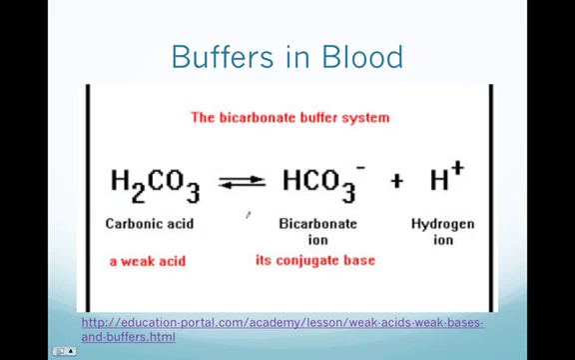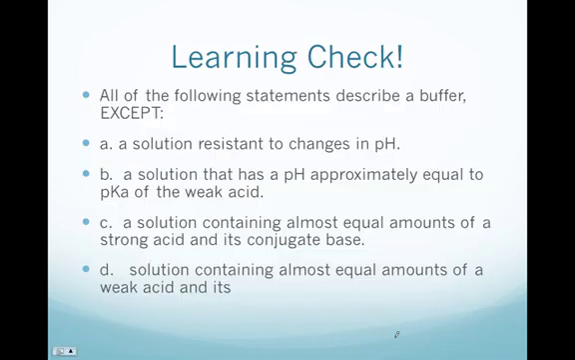So if you look at the blood, you have carbonic acid, which is a weak acid, its conjugate base, which is the bicarbonate ion, and a hydrogen ion. And so as you add OH- or H+, you get these reacting back and forth in order to create a perfect solution. So I will also put this link at the end of this lecture.